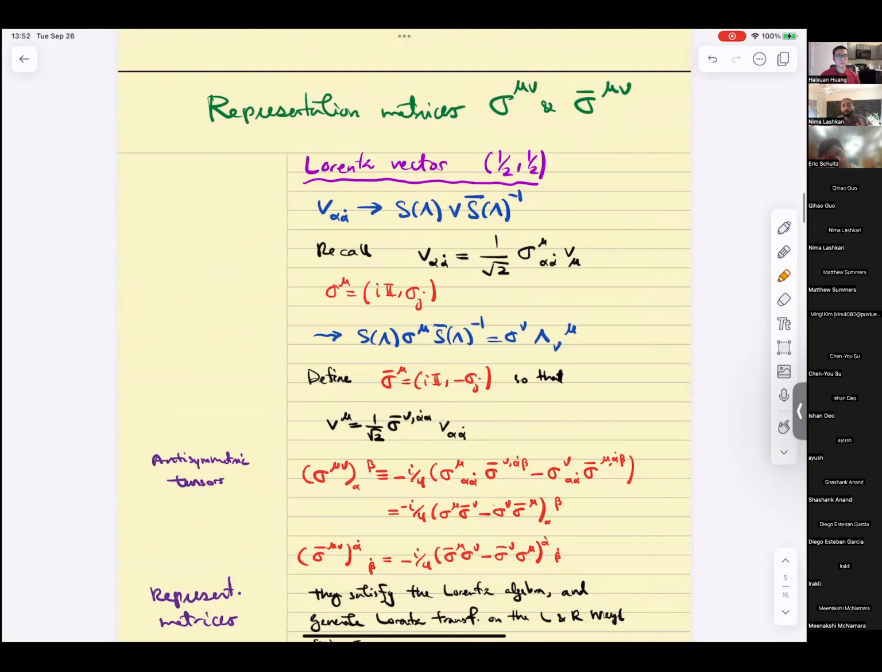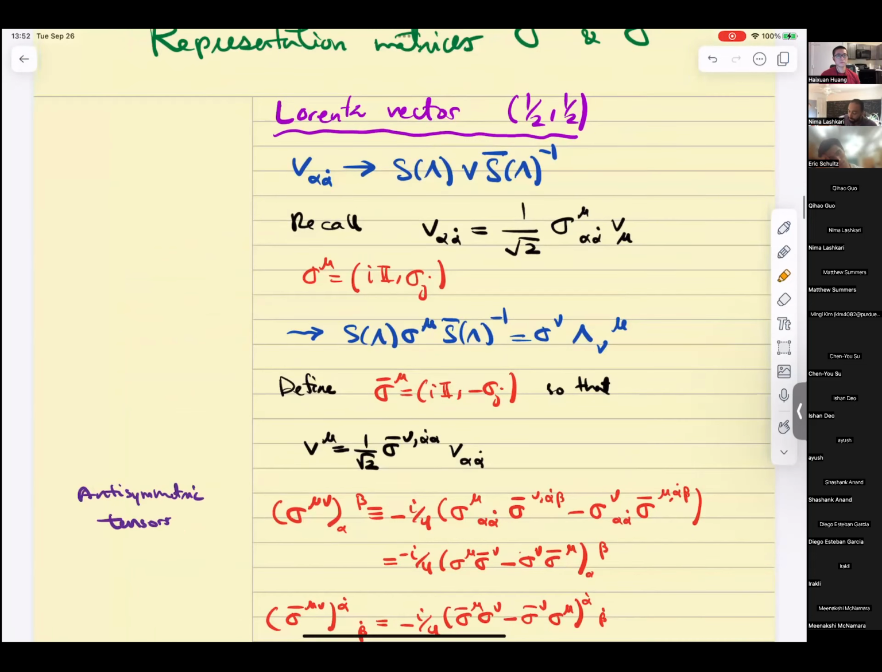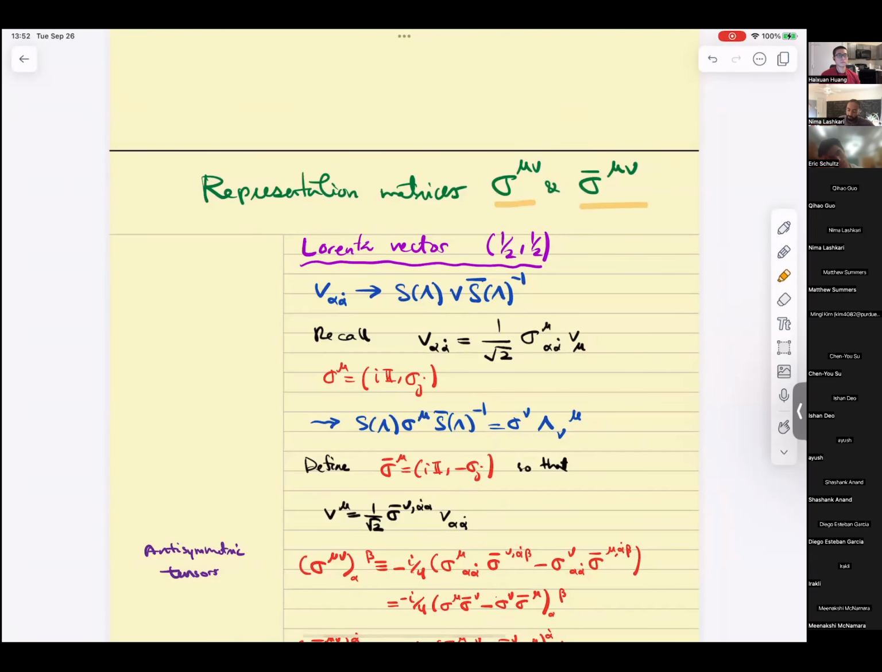Now, let's talk about what these representation matrices are. You already know these representation matrices, sigma mu nu, sigma bar mu nu, but let's just work it out a little bit more. So we just said how the left and right transform. Let's pick a Lorentz vector, which is a representation (1/2, 1/2), half left, half right, of the SU(2) x SU(2), or the Lorentz group. So V alpha alpha dot, that we say is a Lorentz vector, will transform by S of lambda on the left and S bar of lambda minus 1 on the right.